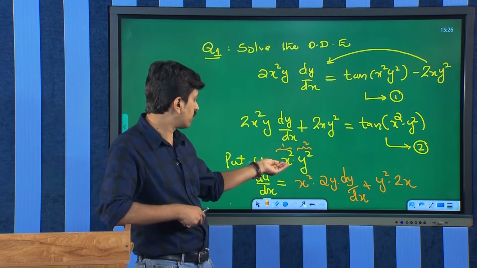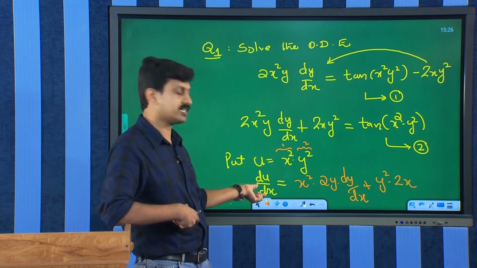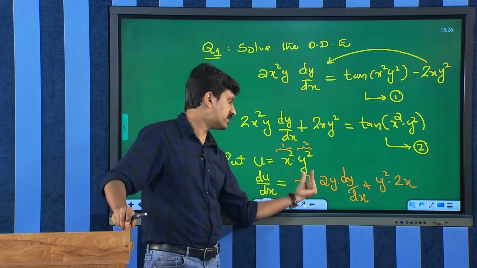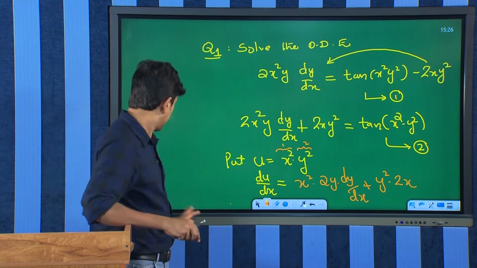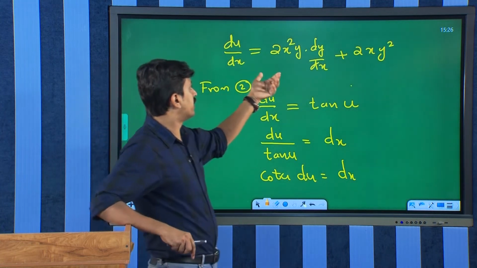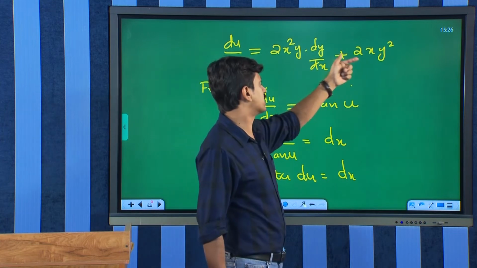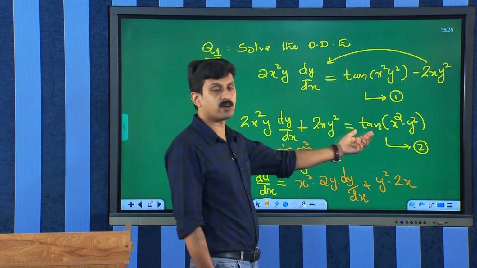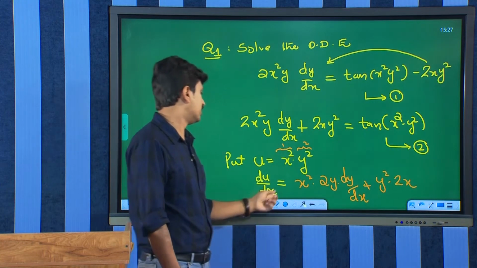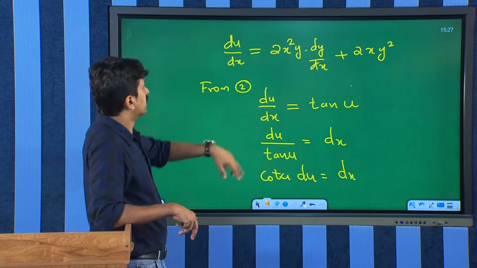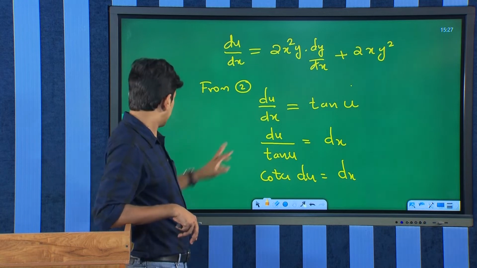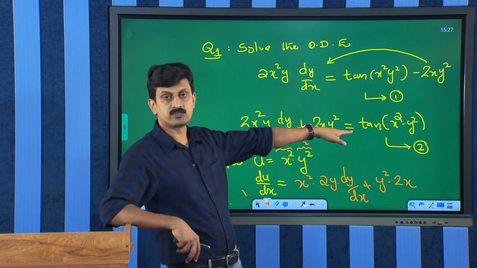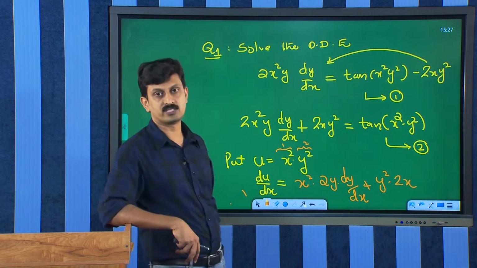So, we put u is equal to x square y square. We can differentiate du by dx by taking x square as the first function and y square as the second function. So we found du by dx as 2x square y dy by dx plus 2x y square. Going back to equation 2, the LHS stands for du by dx, so we replace the LHS entirely with du by dx, and the RHS is tan of x square y square. Since x square y square is equal to u, we have tan u.